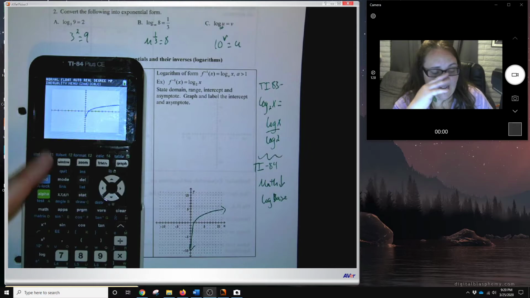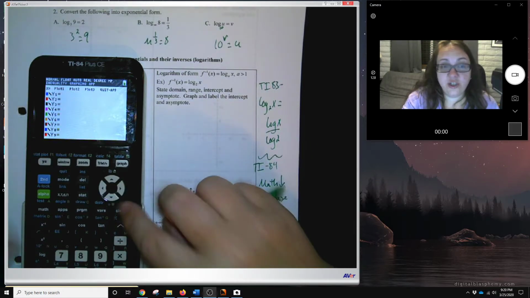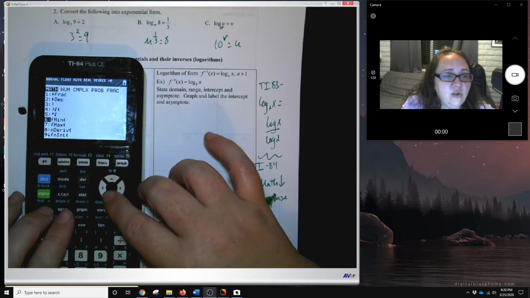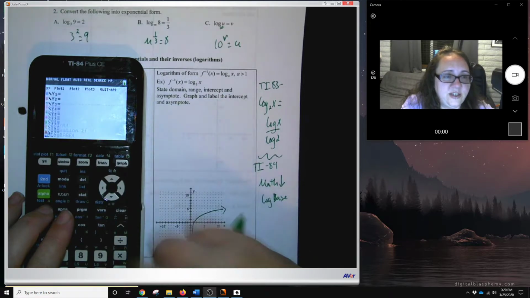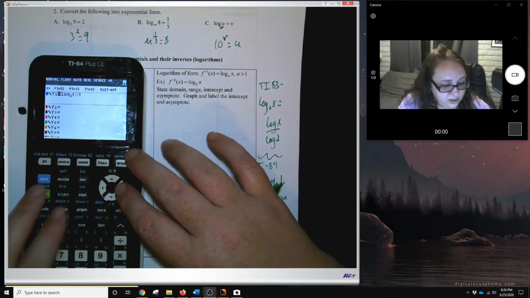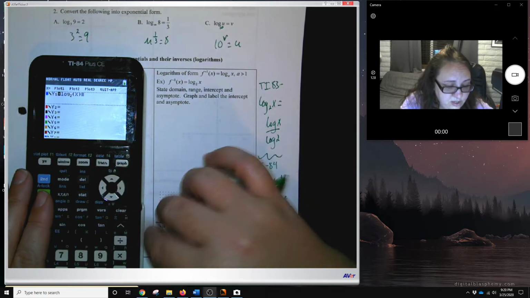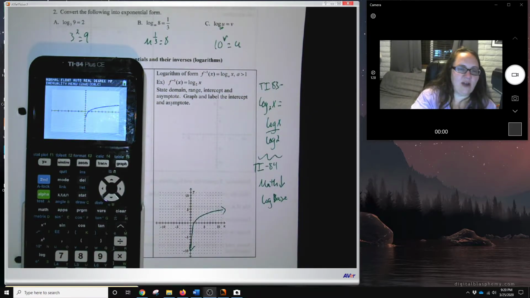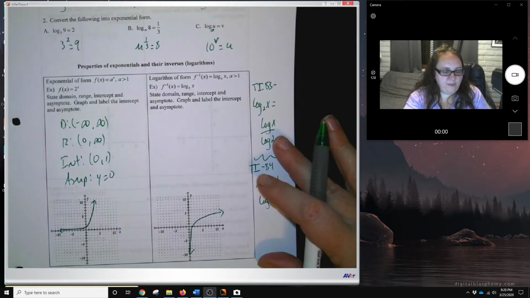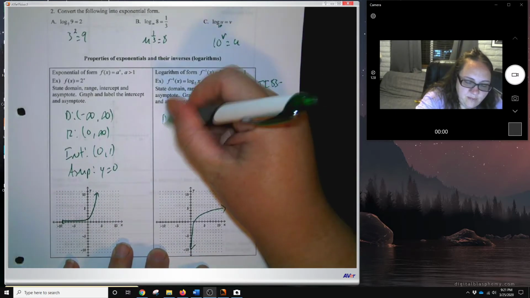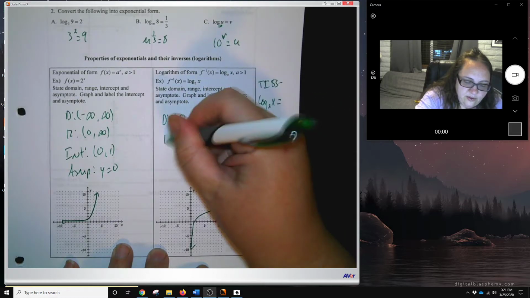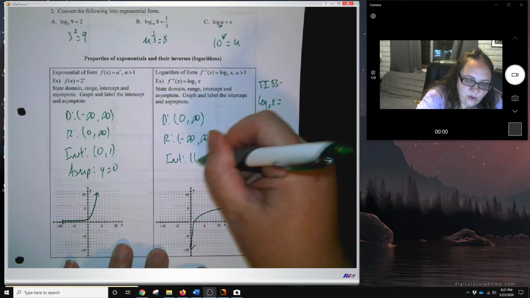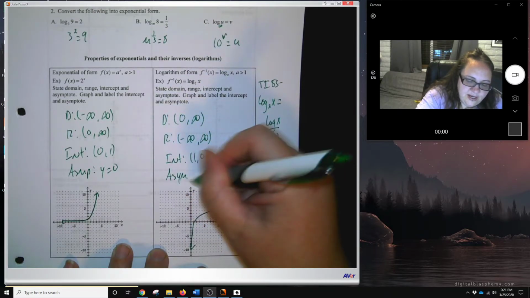Now, if you have a TI-84, you could still do it that way. Obviously, I have a TI-84. I did it that way. Or you could do math and scroll down and then press enter, and it's going to give you the option to put in that base 2. Whatever's easier for you. Either way would work. If you have a TI-83, you have to do it the first way, but notice the graph is the exact same. Okay, and so of this graph, the domain is the positives, the range is all real numbers, the intercept is at (1, 0), and the asymptote is at x equals 0.